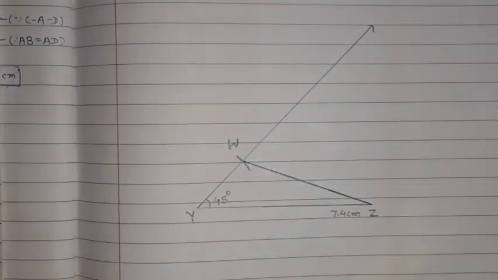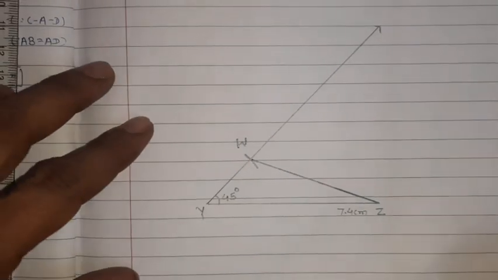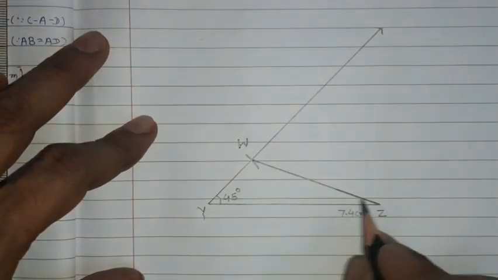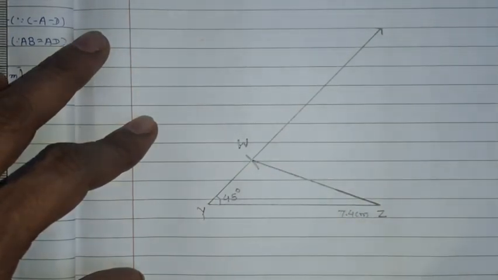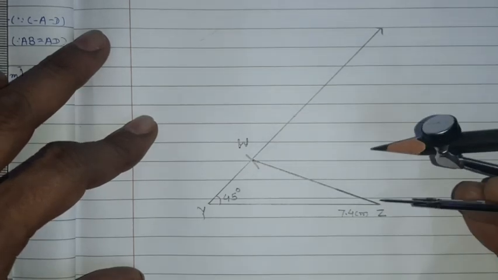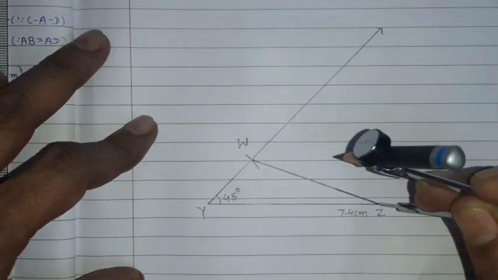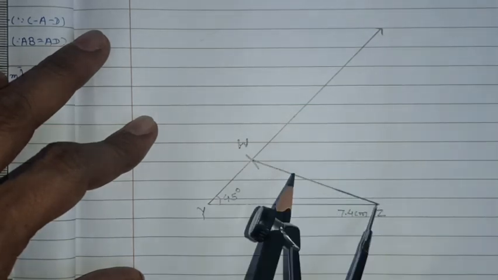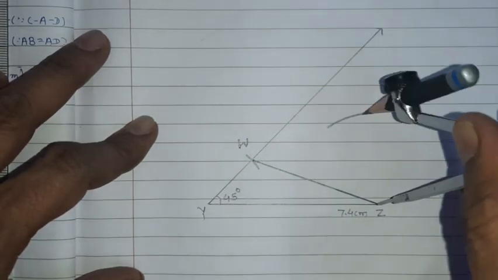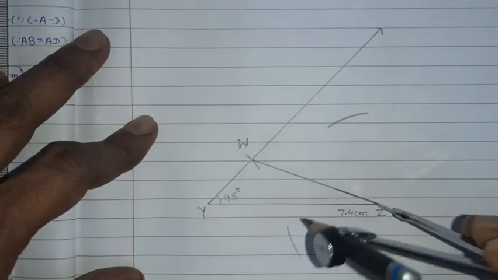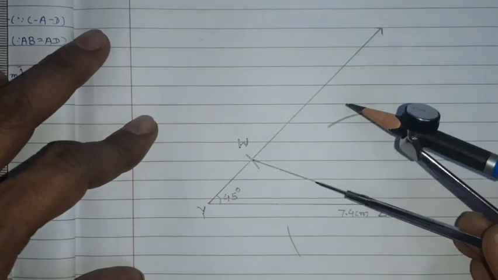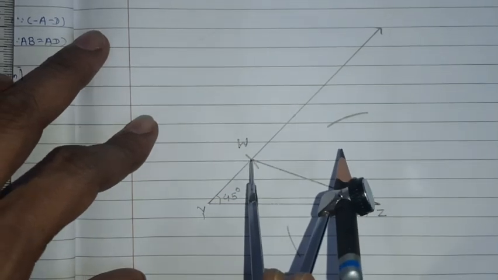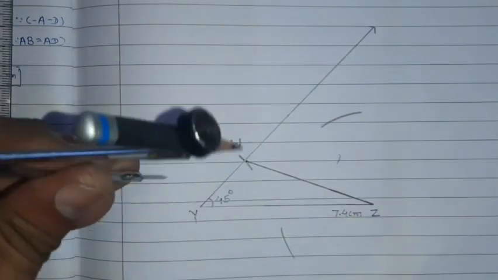Now dear student, we have to fix the position of point X. For that purpose we have to draw the perpendicular bisector of WZ. Perpendicular bisector of WZ, how to draw, all of you know. We have to take more than half the distance, and here we have to draw one arc, here we have to draw one arc. Somewhere here the middle point will be there, and opposite to that middle point we have to draw the perpendicular bisector.